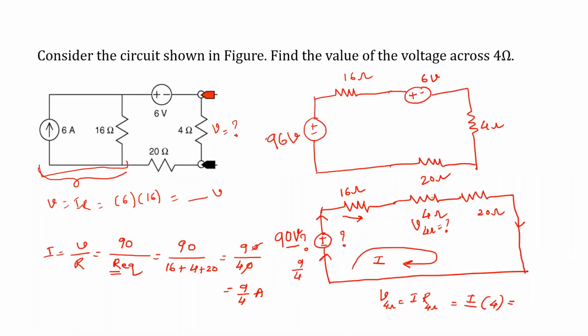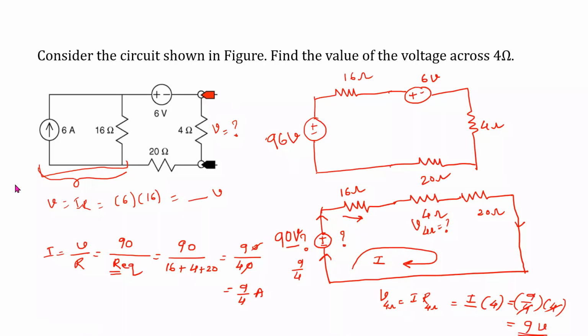So that find out voltage drop across a 4 ohm resistance. What is total current here? 9 by 4 across 4 ohm resistance. Then the voltage drop across 4 ohm resistance equals to 9 volt.